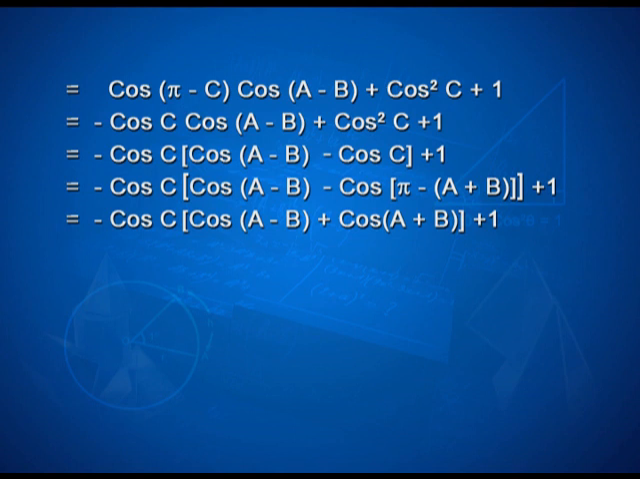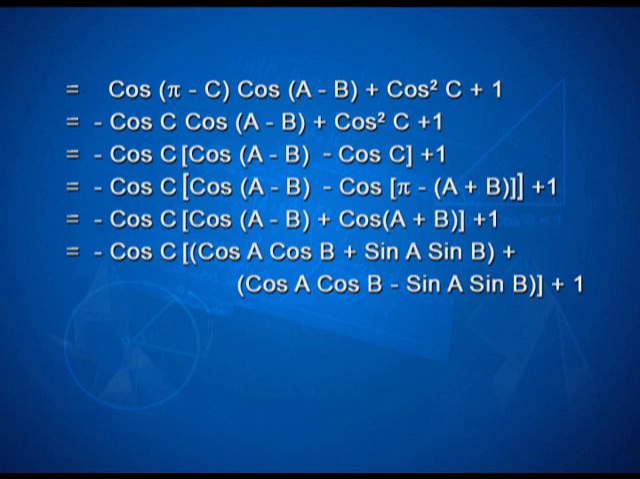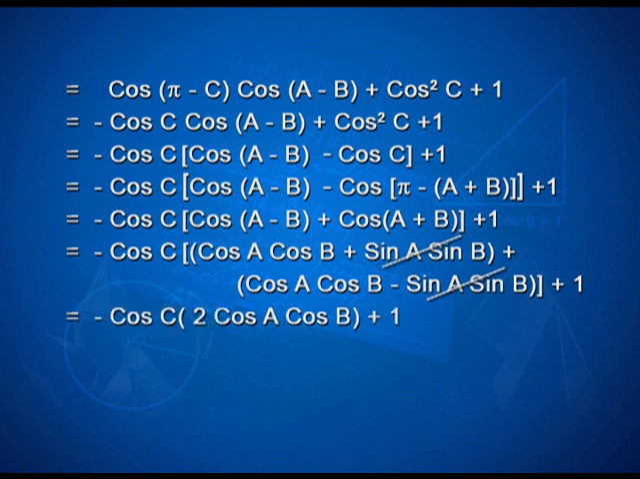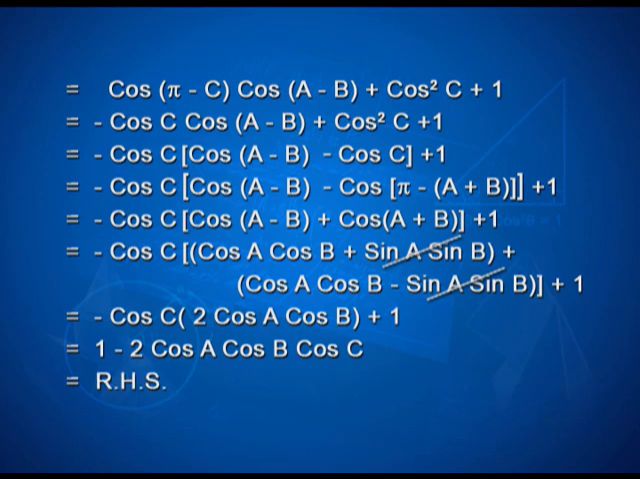On opening the brackets, we can write this using an identity as minus cos C into cos A cos B plus sin A sin B plus cos A cos B minus sin A sin B plus 1. Again we can see here sin A sin B having opposite signs, they get cancelled, and we get minus cos C into 2 cos A cos B plus 1. That is nothing but 1 minus 2 cos A cos B cos C, that is equal to RHS, hence proved.